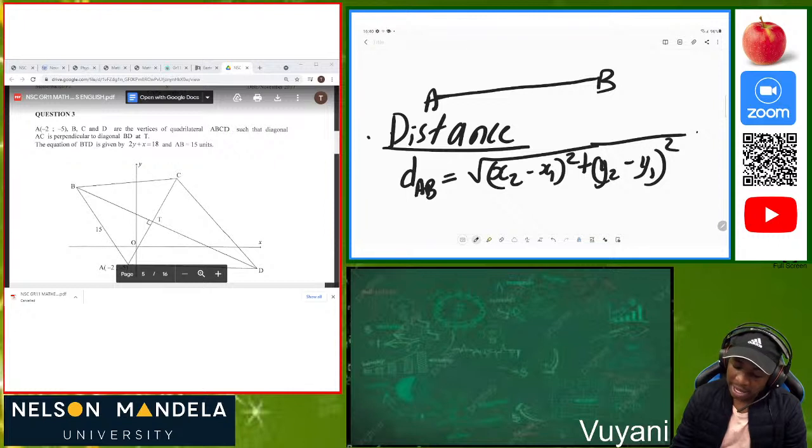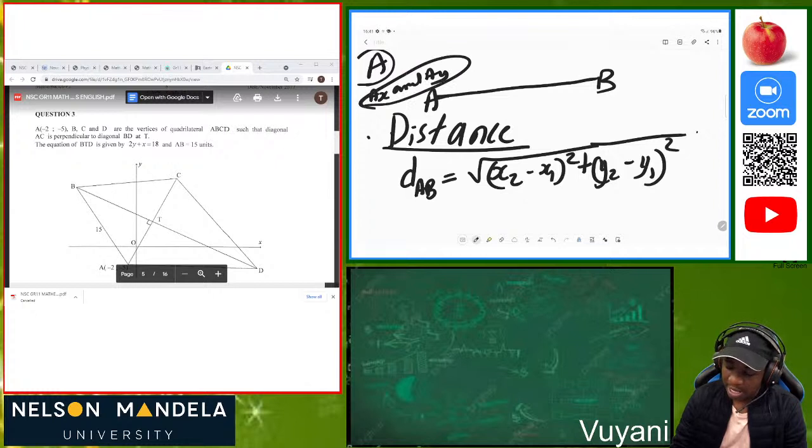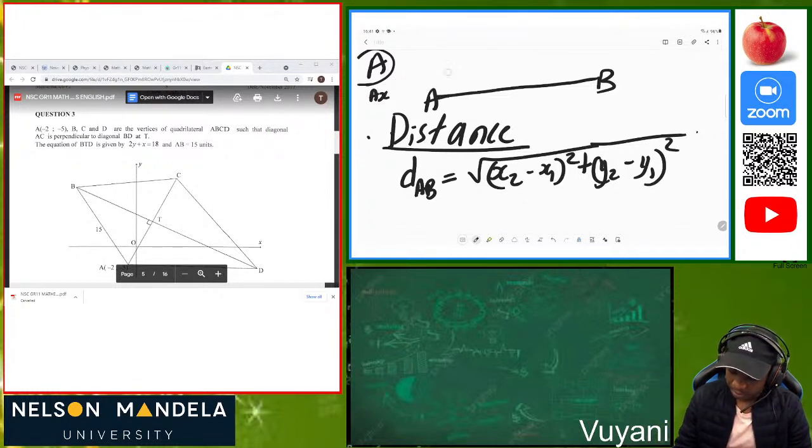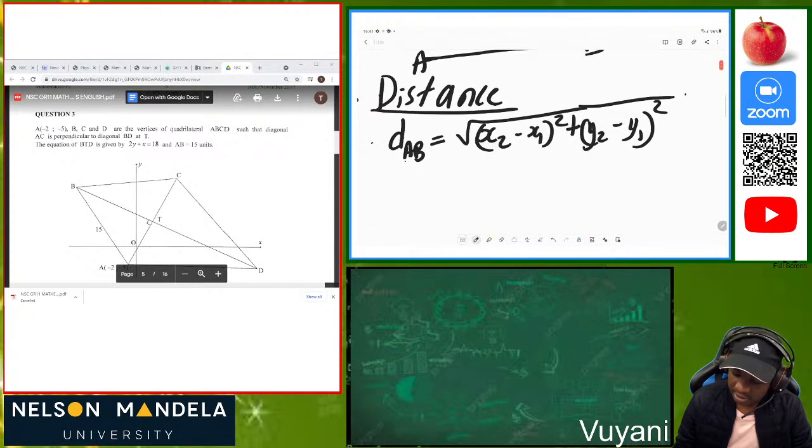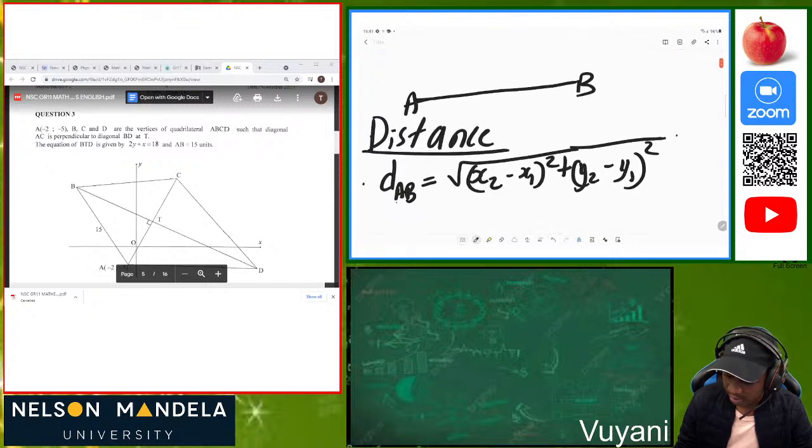Bear in mind that A has coordinates. Let me just write it like this: A consists of 2 coordinates, A x and A y. So in other words, A has the x coordinate and the y coordinate. So that's why we are saying AB, we're having x2 minus x1 plus y2 minus y1. That's the distance formula. That's our distance formula.